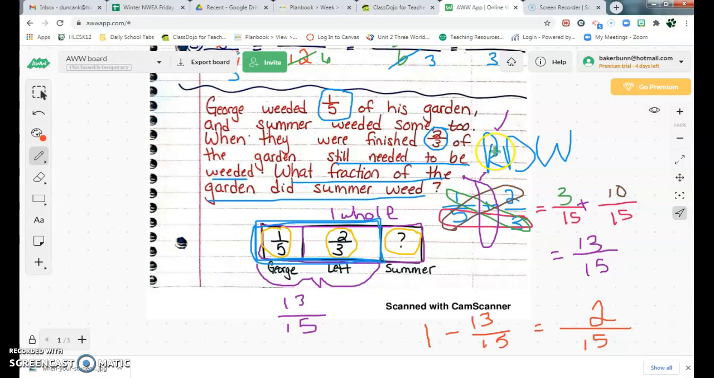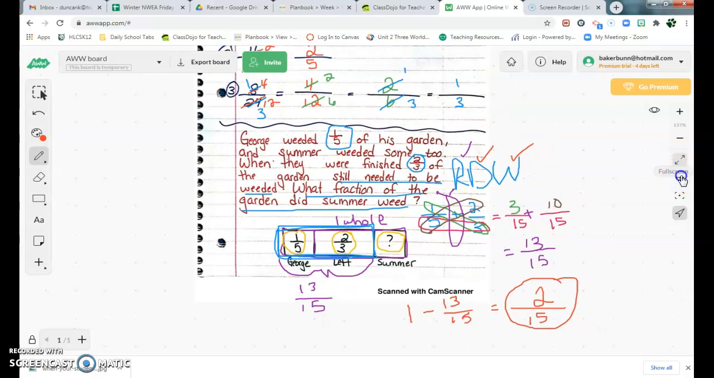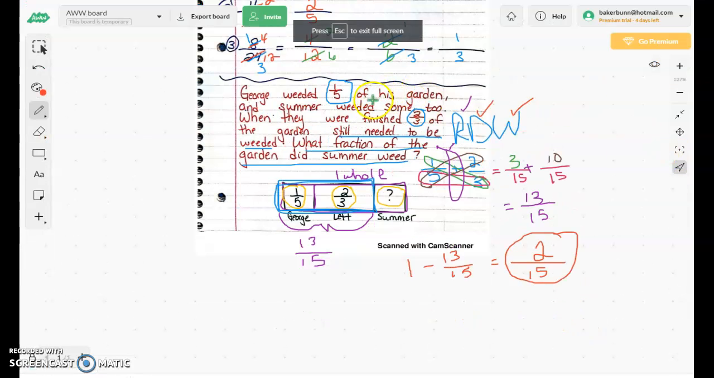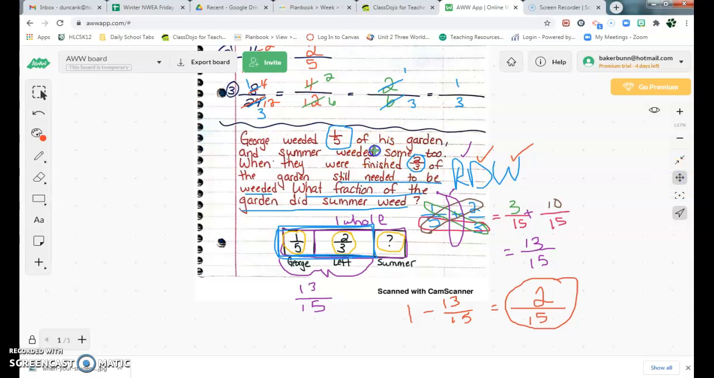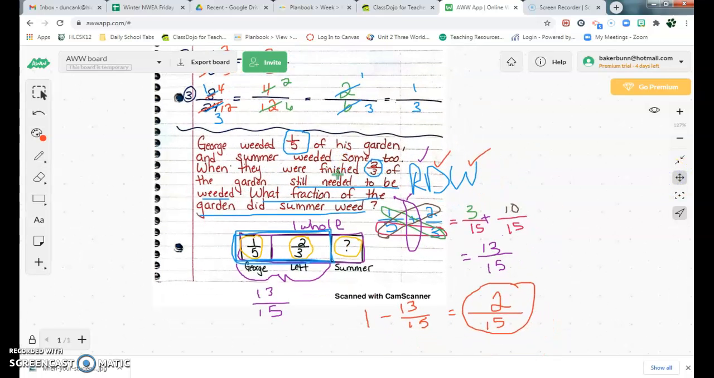So I've done my reading, I did my drawing, I did my writing, and my final answer is Summer weeded 2 15ths of the garden. I got that by adding together what George weeded and what was left over, and I subtracted it from one whole. These problems are not easy. They take some time. I had students yesterday working on these on Zearn, and they were like, well, do I add? Do I subtract? What do I do? There's a couple of different things you're going to do. You're not going to get the answer right away. It's going to take a few different steps, and everyone's a little different.